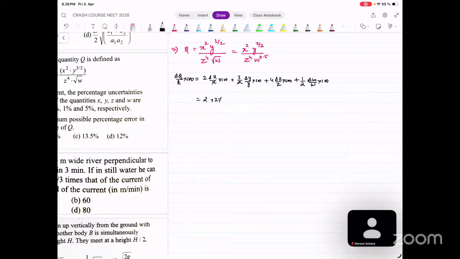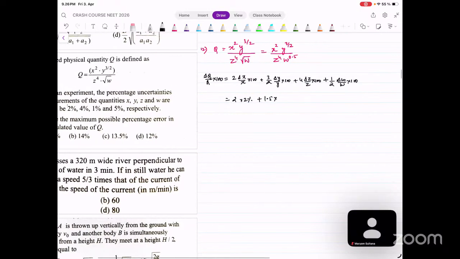2 into, this is how much right now for me? It will be 2% plus 3 by 2 is 1.5 into, next value is how much for me, beta? 4%, isn't it? Plus this is 4 into, next one is given as your 1%, plus this will be equal to 0.5 into, this value is given how much for me? 5%. So 2 into 2, this will be equal to how much for me, beta? 4%, plus this will be equal to your 1.5 into your 4. How much will it come? 1.5 is 3 by 2. 2 2 is 4, 4 2 is 6, this will be 6% plus 4% plus this is 0.5 into 5.